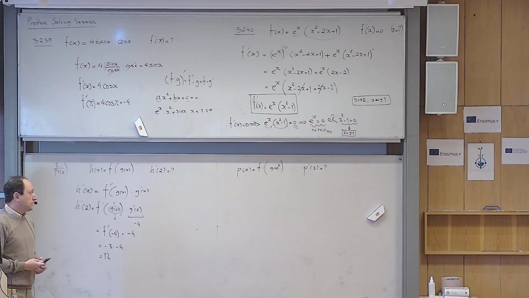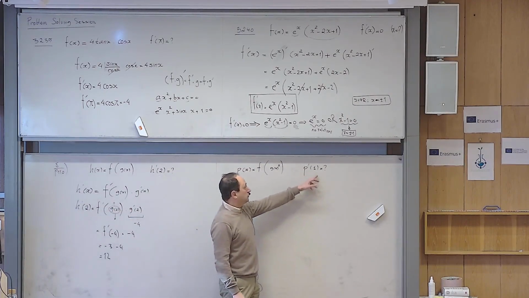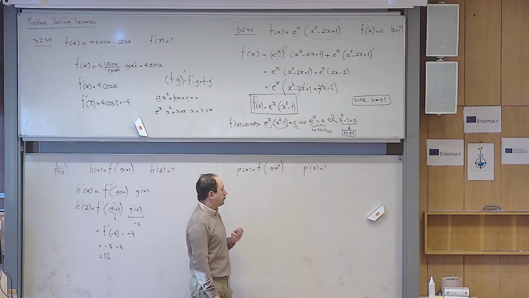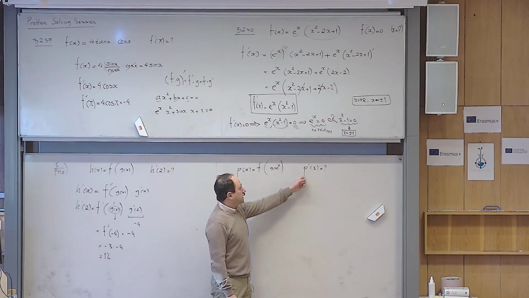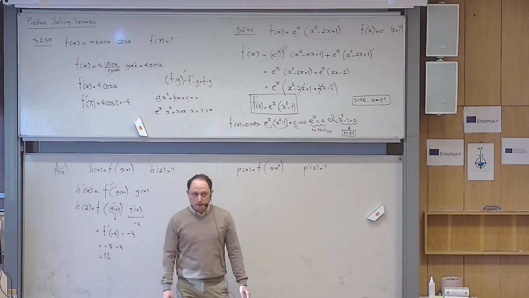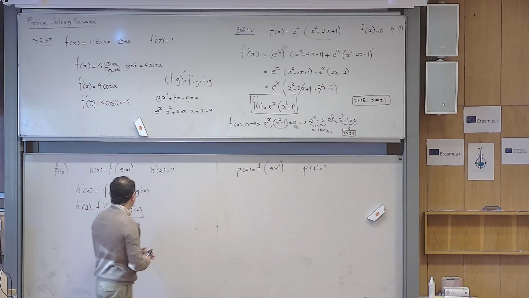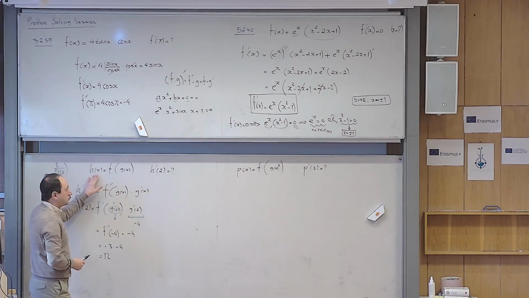Okay, what should I do? Again, the task is the same. I want to calculate p prime of 1. I have to follow 2 steps: I have to calculate p prime of x, then replace x with 1. But here, this is not exactly the standard chain rule.